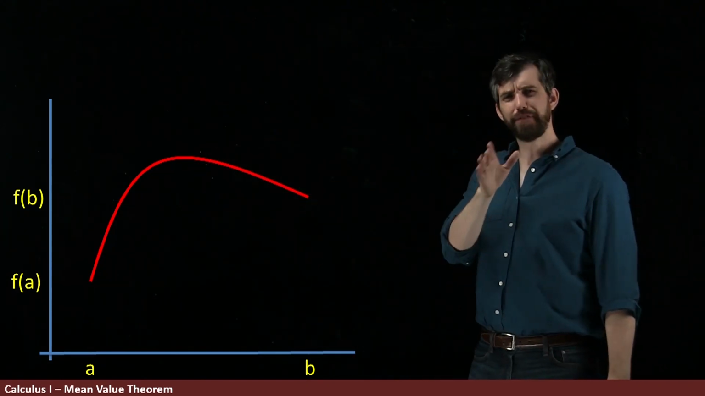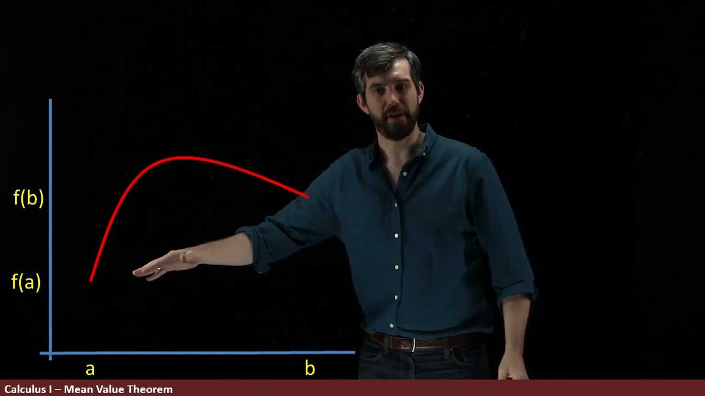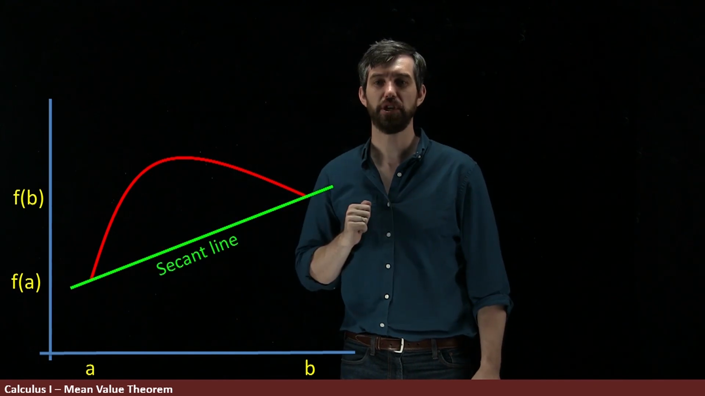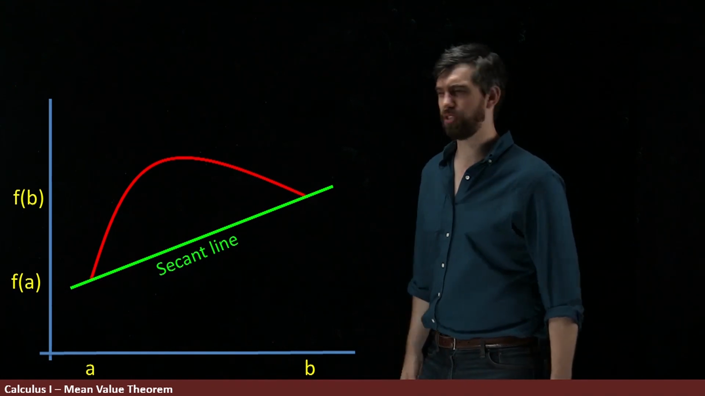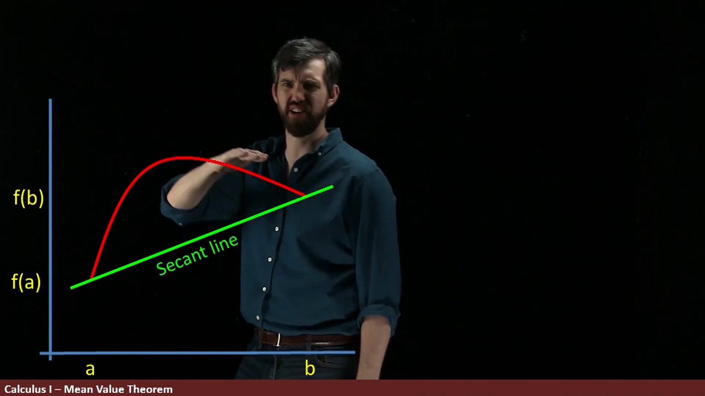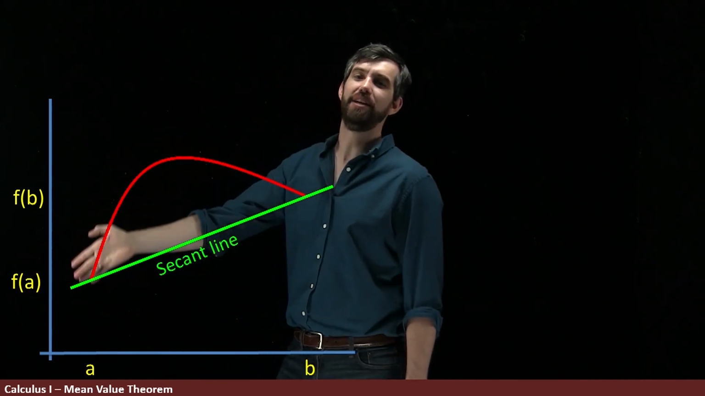And now, what I'm going to first look at is the secant line between the point a, f of a and the point b, f of b. It's going to look like that. That's a secant line. Now I want you to think about tangent lines. There's all sorts of tangent lines. There's a tangent line here, tangent line there, tangent line there, tangent line there. There's all sorts of tangent lines to this curve.